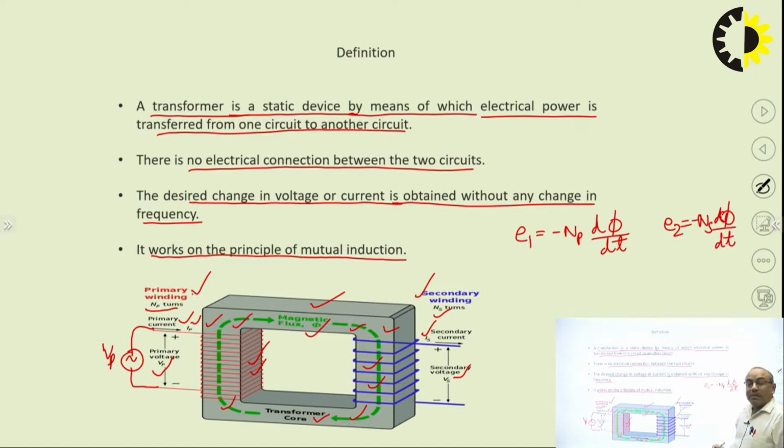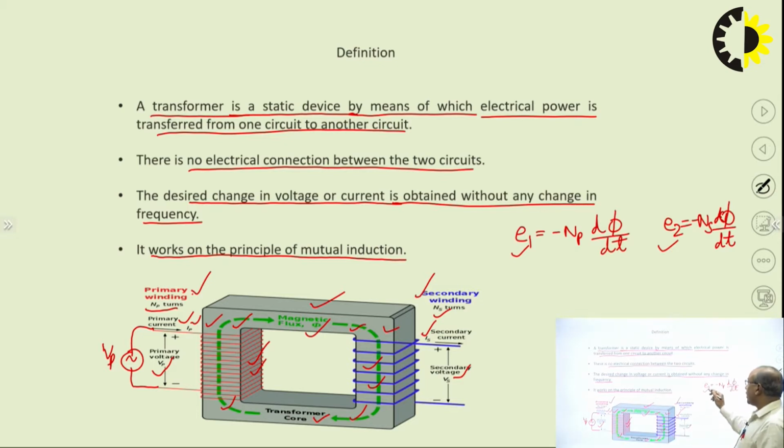Now, E1 is the induced EMF on the primary side, which is sinusoidal EMF. It is equal to minus Np d phi by dt, where Np is the number of turns on the primary side, and d phi by dt is the time varying flux linked with the primary side. Similarly, E2, the induced EMF on the secondary side, is again sinusoidal EMF, equal to minus Ns d phi by dt, where Ns is the number of turns on the secondary side, and d phi by dt is the time varying flux linked with the secondary side. So, we have induced EMF on both sides.